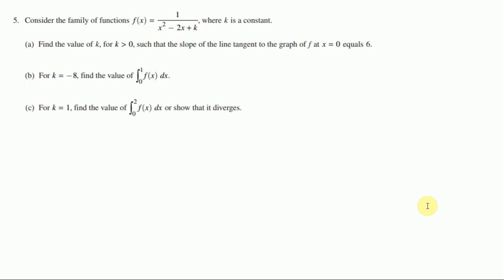Hello and welcome back. Today we're going to be looking at number 5 on the Calc BC free response questions from 2019. Right off the bat, they're telling us to consider a family of functions f of x equals 1 over x squared minus 2x plus k, where k is a constant. All right, I can do that. Let's go to part A.